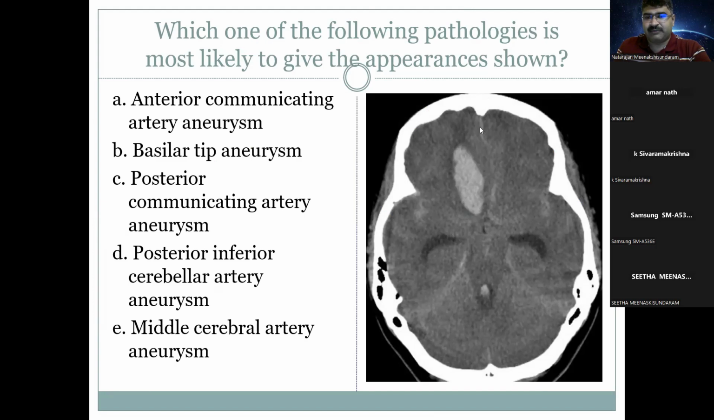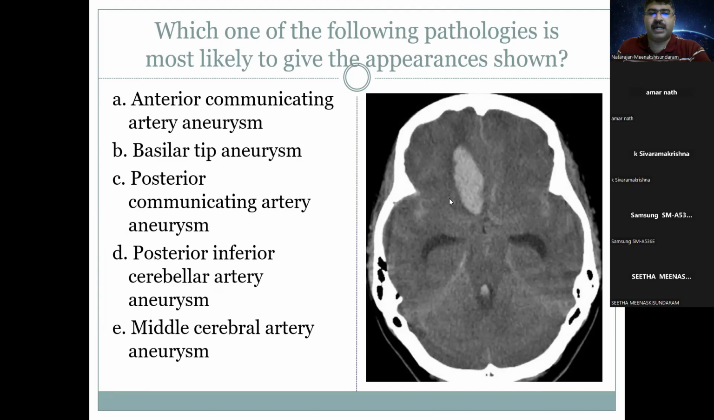And there is a mass effect here because of the bleed. The anterior interhemispheric part is being compressed and displaced. The anterior part of the falx is being shifted. You can see SAH at various places. So this is diffuse cerebral edema, cisternal bleed, hydrocephalus, and a flame-shaped hemorrhage.